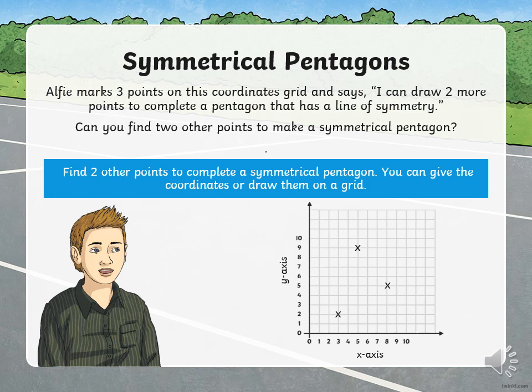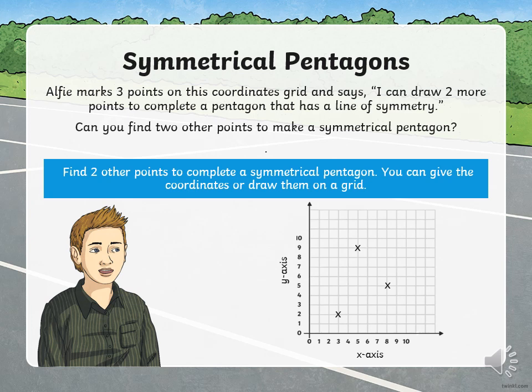Okay, so what you're going to do now is you're going to plot 2 other points to complete a symmetrical pentagon. You can give the coordinates or draw them on a grid. So you've got your 3 points there, add 2 more points to complete a symmetrical pentagon. So pause the video and try to attempt.